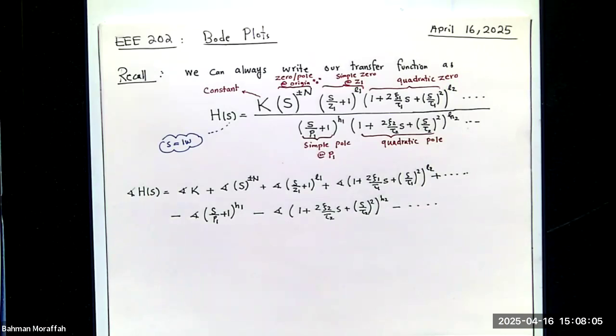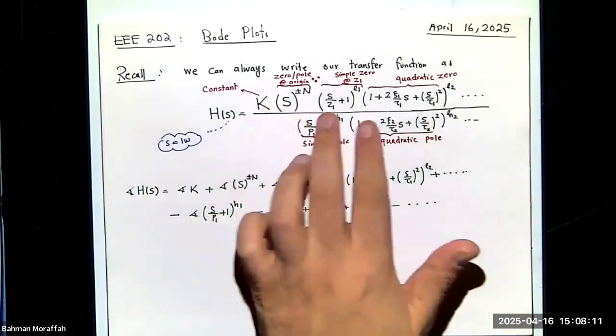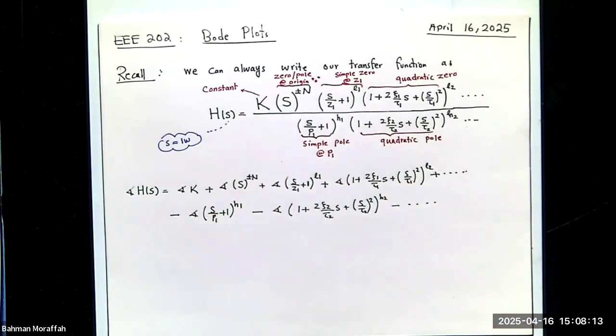But we still have an issue if we want to find the magnitude of this H of S, because the magnitude of H of S is the magnitude of all these terms multiplied, and plotting the multiplication is quite difficult. The only way that we can get around it is to change our scale. So instead of looking at it on the linear scale, we can look at it on the log scale, right?